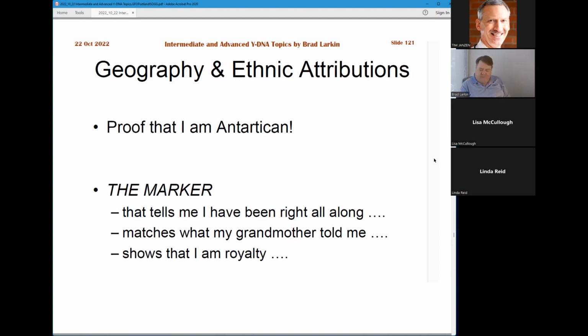Because let's face it, everyone wants to know: I want proof that I am an Antarctican. I want to know the marker that tells me I have been right all along in my research. It matches what my grandmother told me. It shows me that I am royalty. I'm sure you all have heard similar inquiries.